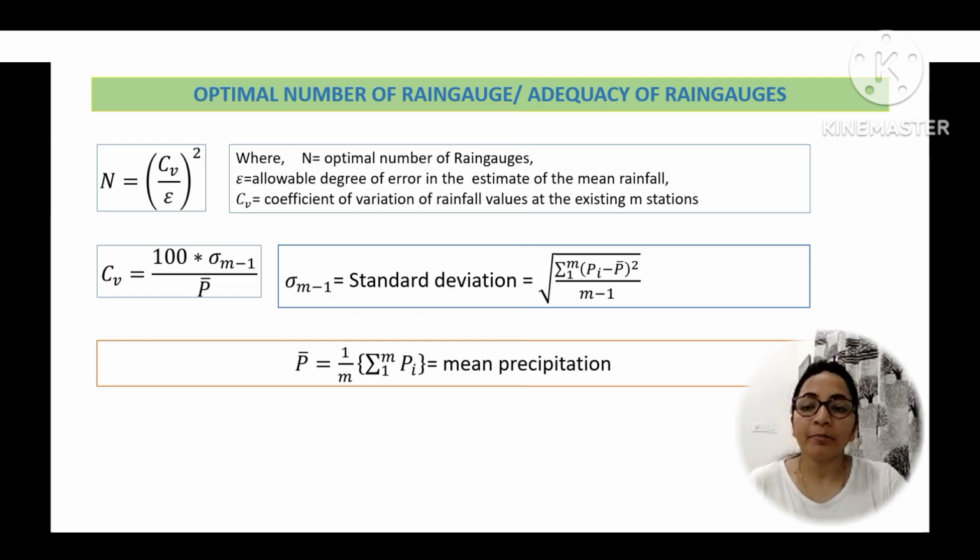We can understand the requirement of rain gauges based on the coefficient of variation also. If the coefficient of variation is less than 20%, then there is no need of extra rain gauges. While if the coefficient of variation is greater than 20%, then there is a requirement of additional rain gauges. So we can understand the requirement of rain gauges in a particular area based on the coefficient of variation.